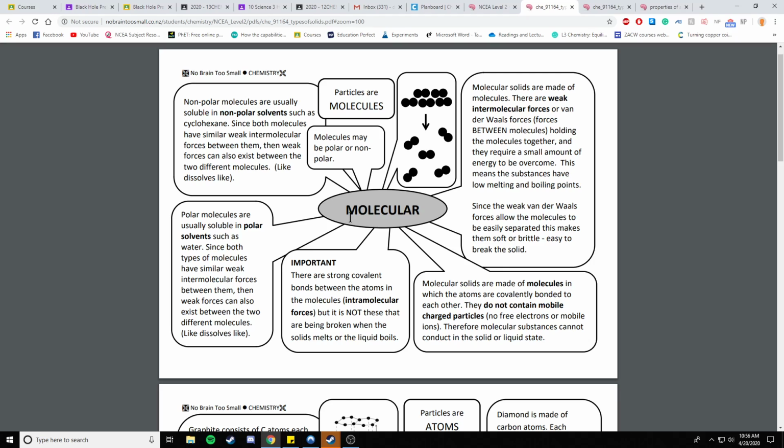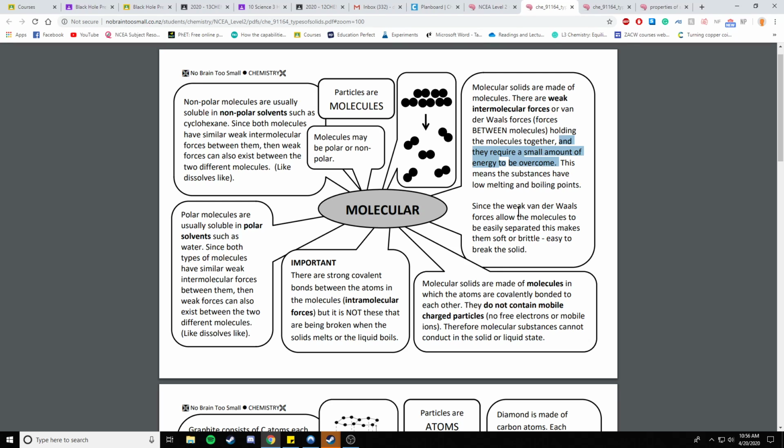The last thing we looked at was molecular solids, and these are particles which are molecules. They're made of molecules. There are weak intermolecular forces or van der Waals forces between the molecules, not in the molecules. These molecules are joined by covalent bonds, but between the molecules, like between this one and this one, you've got weak forces holding them together. So they require a small amount of energy to overcome. So molecular solids are the only solids with a low melting point. They're often liquids or gases at room temperature.